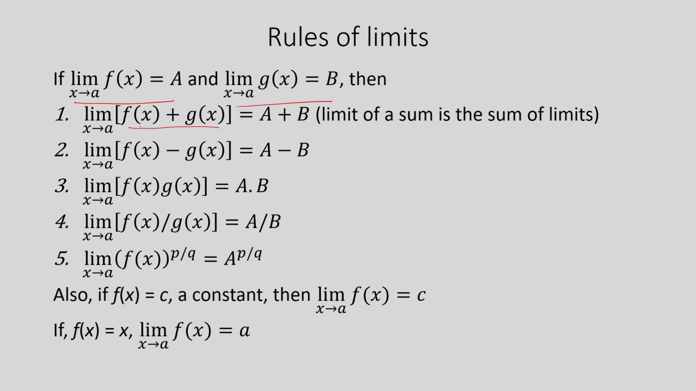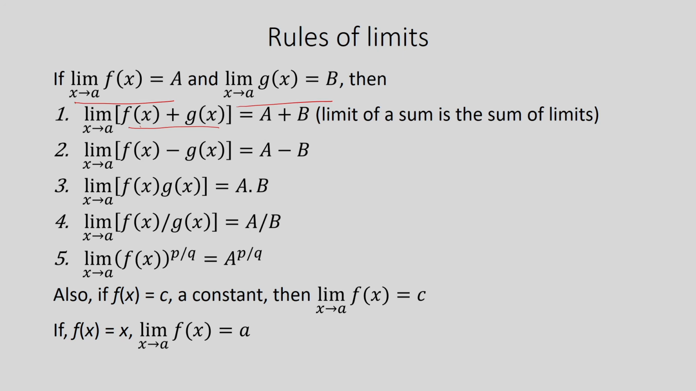Thirdly, if you multiply two functions, so if you have f x and g x and take the product of f x and g x and take the limit of that as x tends to a, then the result is the same as limit of f x multiplied by limit of g x. So, that will be capital A multiplied by capital B.